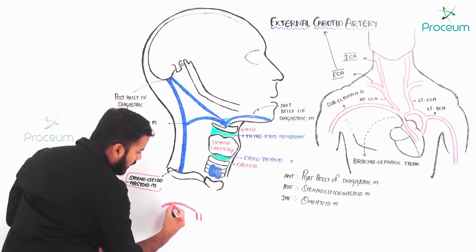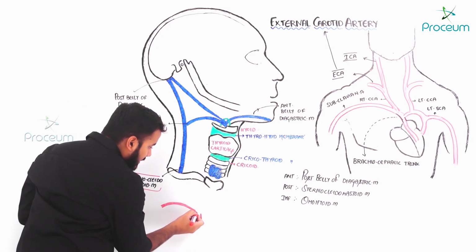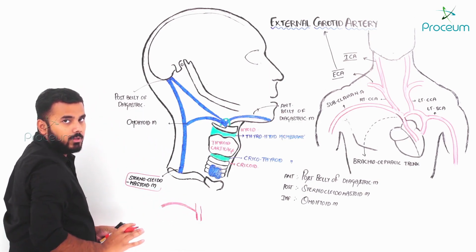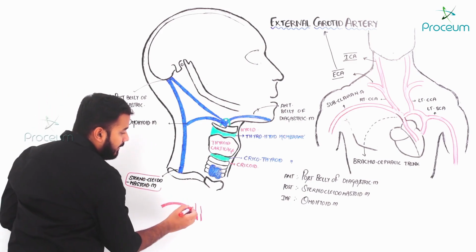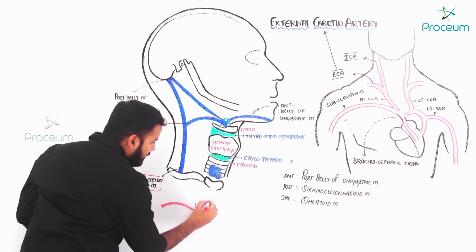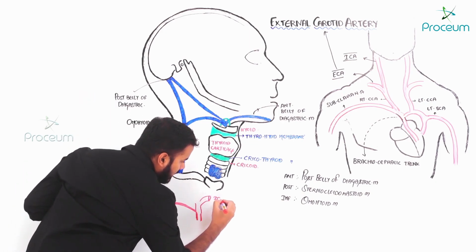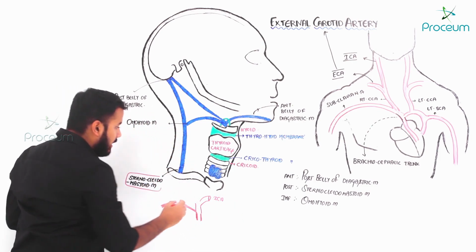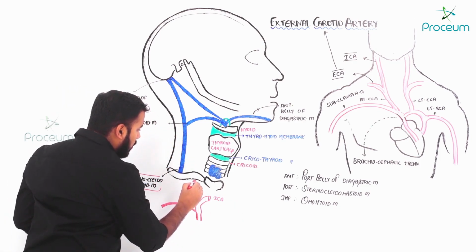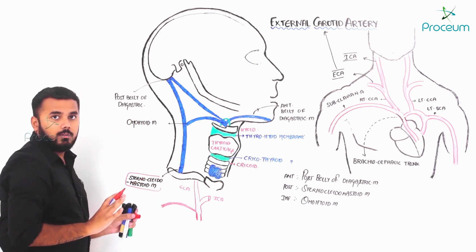This is called what? This is called your subclavian artery, and another artery which goes up all the way is called the common carotid artery. Now this common carotid artery in turn divides into two, I told you, right? One which goes like this is called the internal carotid artery, and one which goes up all the way like this is called the external carotid artery.